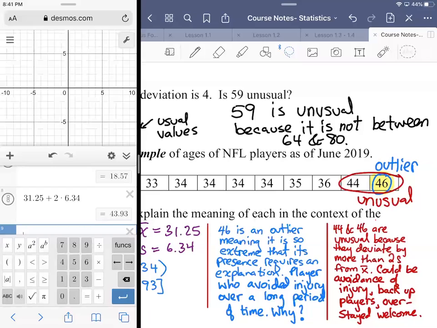Something extraordinary like that. Are you going to guess that when you see a data set on a test? Probably not, but that might be the reason. So what you do is you just put what you think might be a reasonable explanation for why there's an outlier, and then you're good to go.